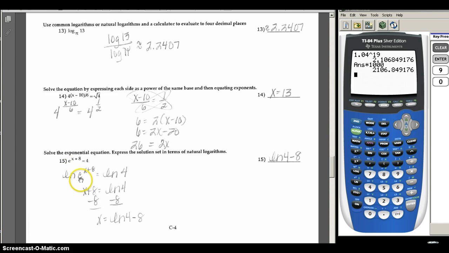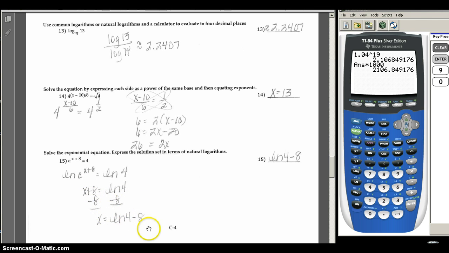The natural log of e to the x plus 8 and the natural log of 4, I'm taking the natural log of both sides. So when I have the natural log, and I didn't write the property down, but when you have, this would be log base e and your argument is e. So when your log and your base are the same as your argument, I have a base of e and I have an argument of e, then those cancel each other out and you're left with just x plus 8 equals natural log of 4. Subtract 8, and my answer is just natural log of 4 minus 8.